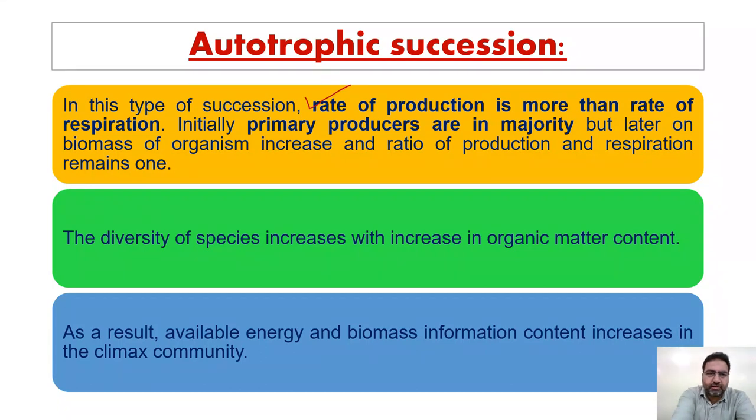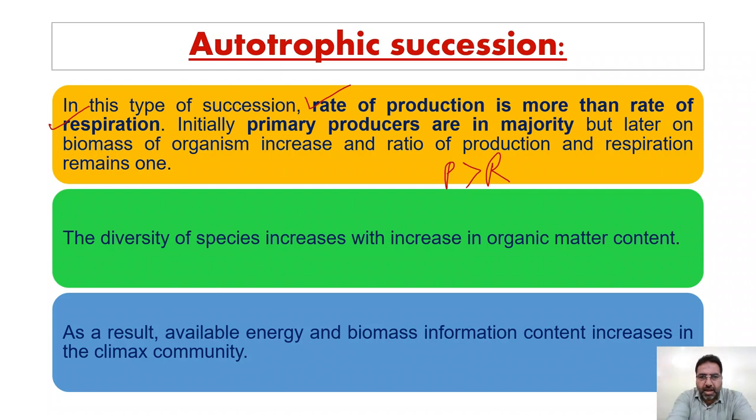rate of production is more than rate of respiration. It means the plants are more. Those organisms which can make their own food are more than the organisms which are dependent on them. So this kind of succession is called autotrophic succession. Herein, the rate of production is more than the rate of respiration.